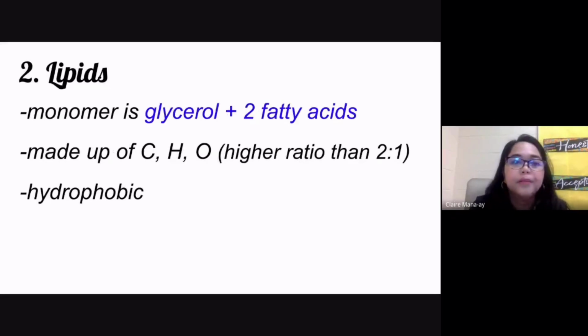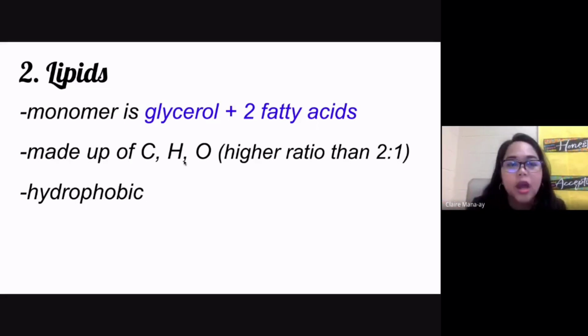All right, now we move on to the next biomolecule that we have here, and that would be your lipids. For your lipids, the monomer, the single unit, is one molecule of glycerol and two fatty acids. That would be the monomer, the simple structure of your lipids.